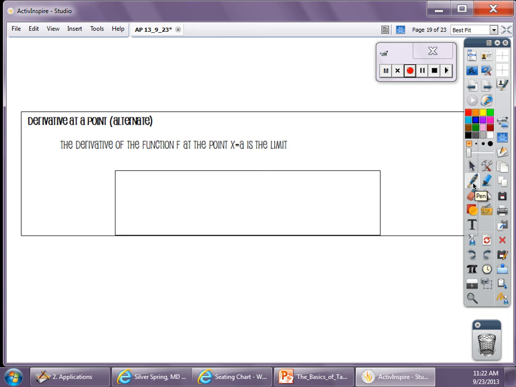All right, derivative at a point. Some teachers use this as the one that everyone uses. I use the limit as h goes to 0. I like that one. I prefer that one. You can use either one. So here's another one, same exact thing.